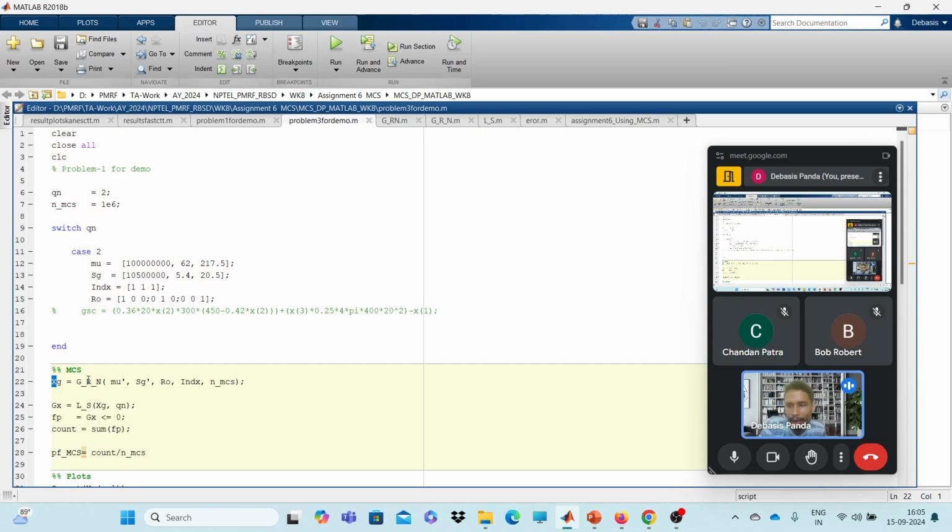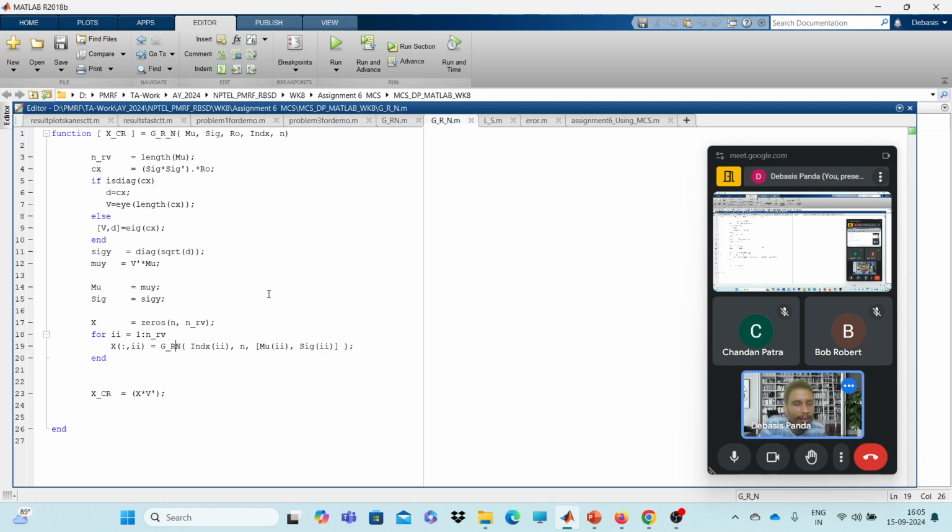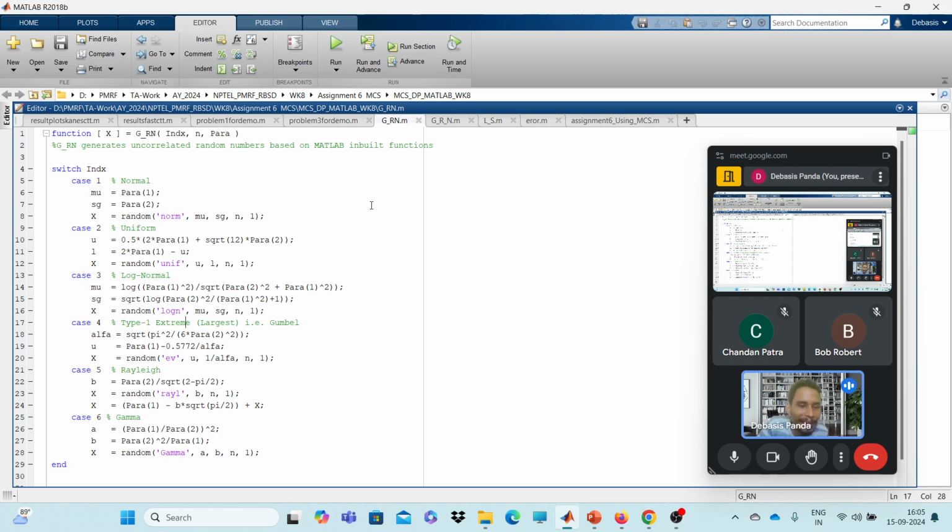First, the code will call the GRN function. This function file will check whether there is any correlation or not. If there is not, it will just bypass it. Otherwise, it will do the eigen operation and give you the uncorrelated mean and uncorrelated sigma. Once we have those, it calls the random number generator function, whatever I have named it, like GRN, RGN. You can name them as per your convenience, or you can put both functions in one function file.